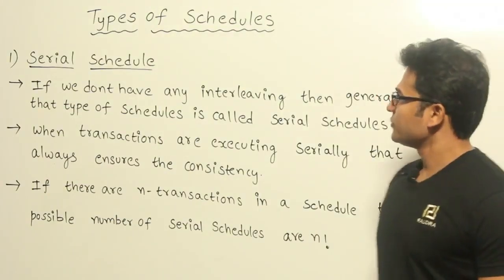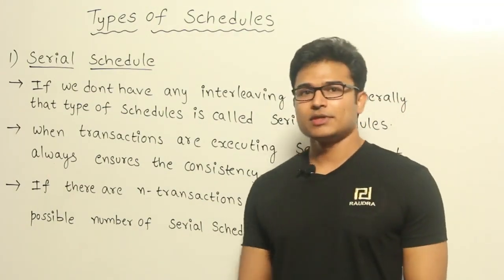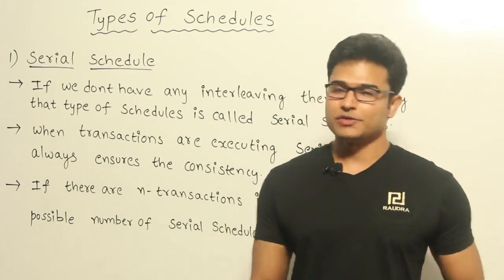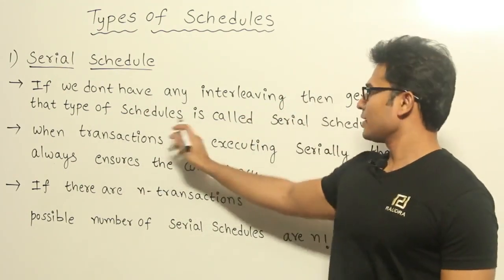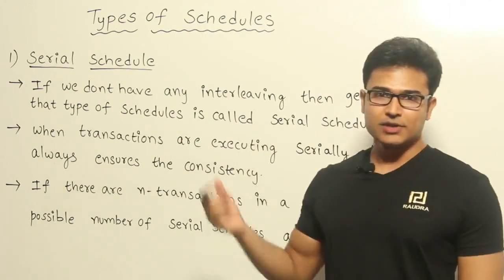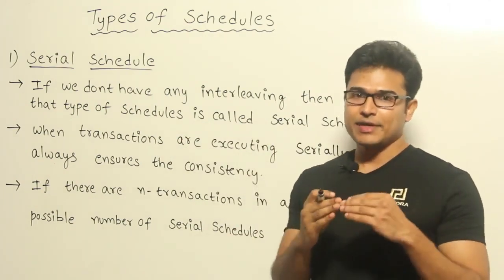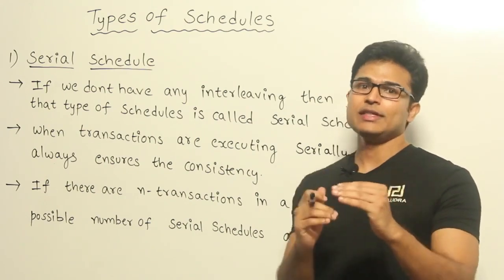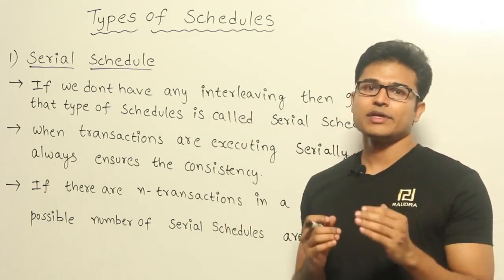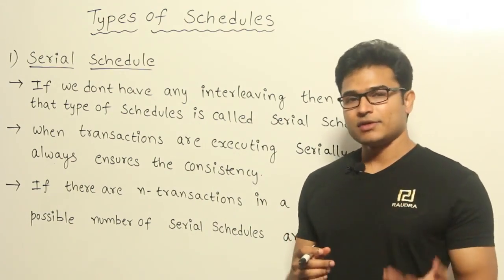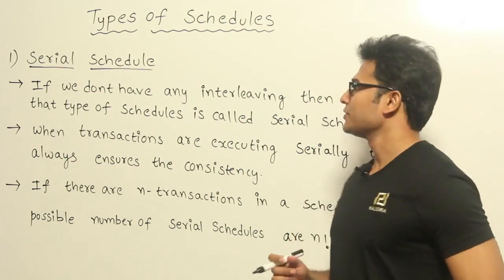Now let's see the types of schedules. One type of schedule is the serial schedule. A serial schedule is one where we don't have any interleaving. The meaning of this is, if you have started a transaction, just finish it till the end without going to another transaction in the middle. If you do that, such schedules are called serial schedules.